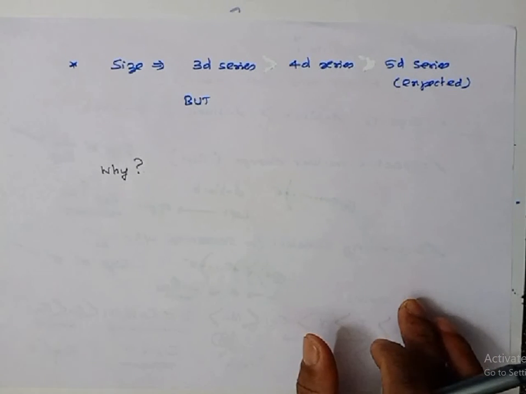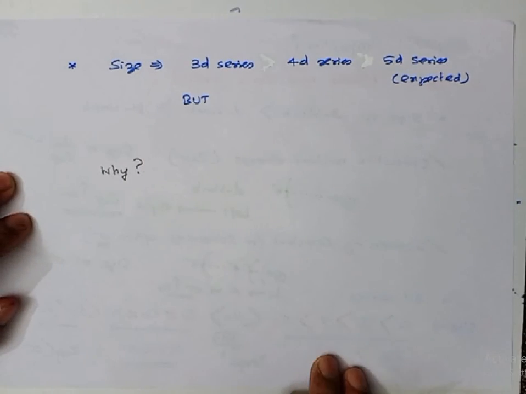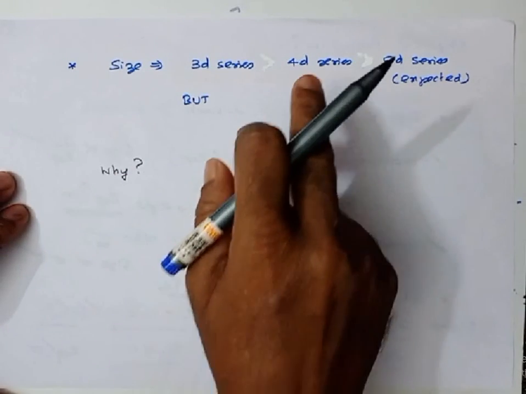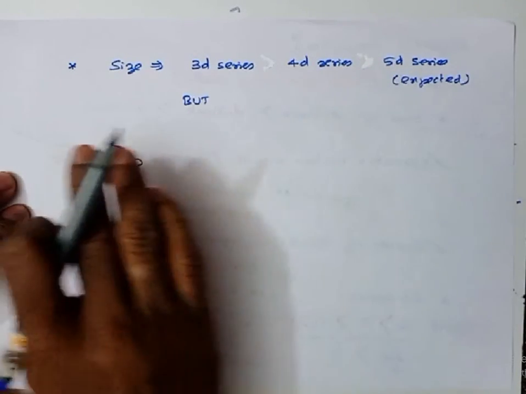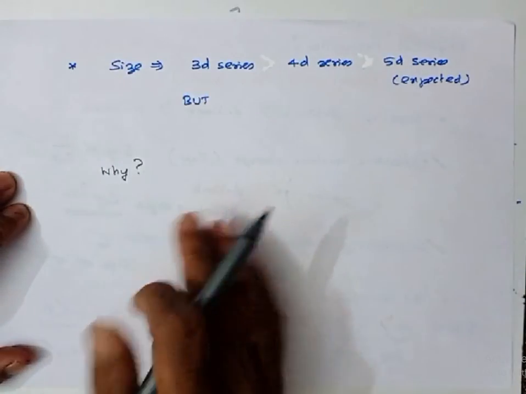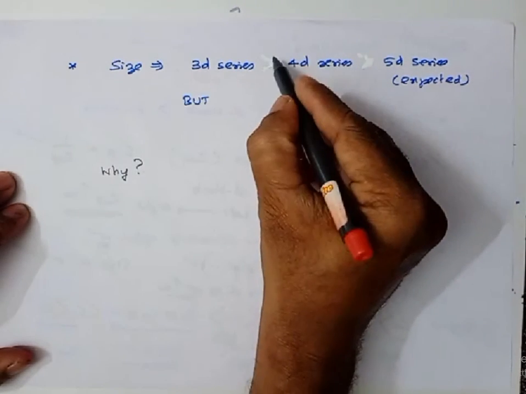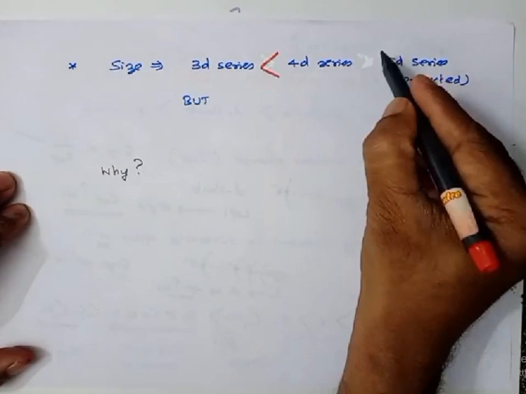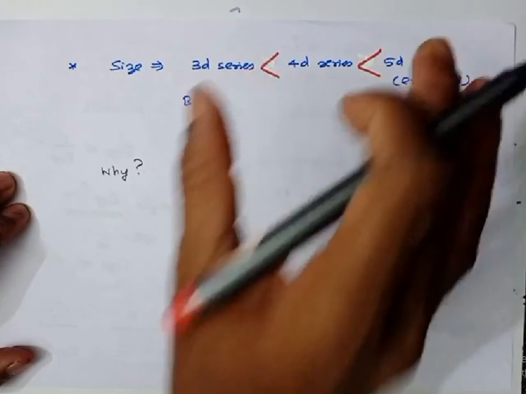Now see this one. This is very important. How does the size of 3D, 4D and 5D series elements vary? The 3D series is present in the 4th period. The 4D series belongs to the 5th period. The 5D series belongs to the 6th period. In general, when you move down the group, size increases. So what is expected is that when you move down the group, size increases. So compared to 3D, 4D size is large. Compared to 4D, 5D size is large. This is what we expect.